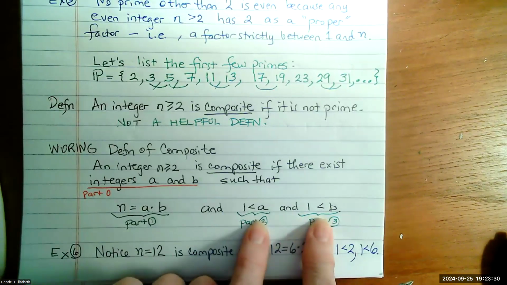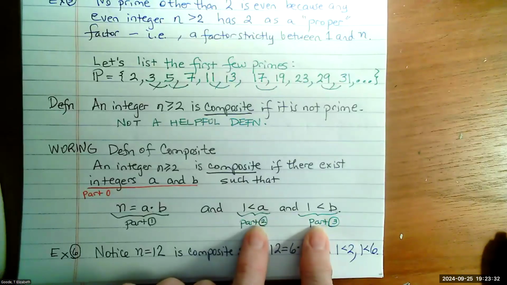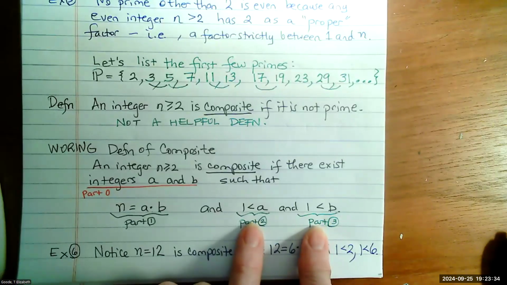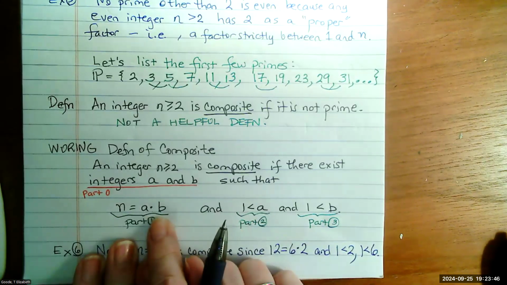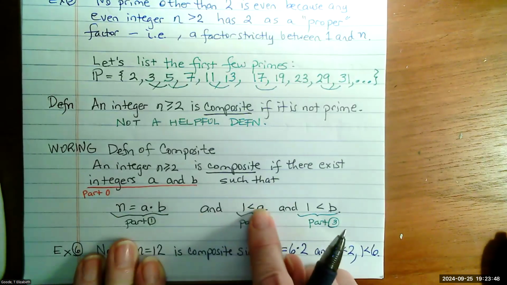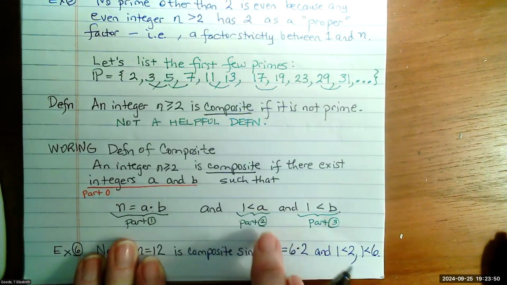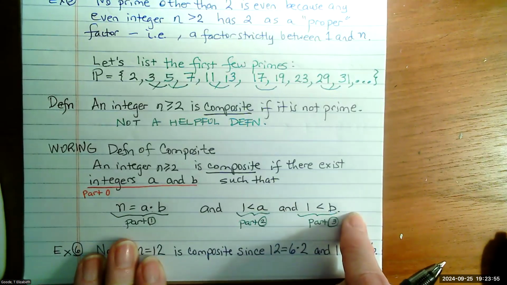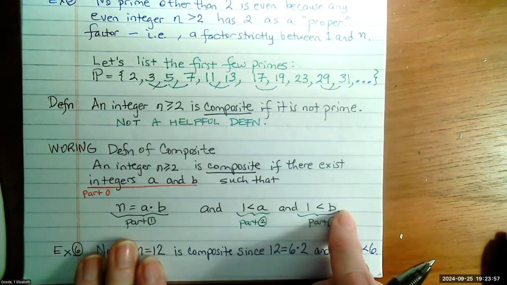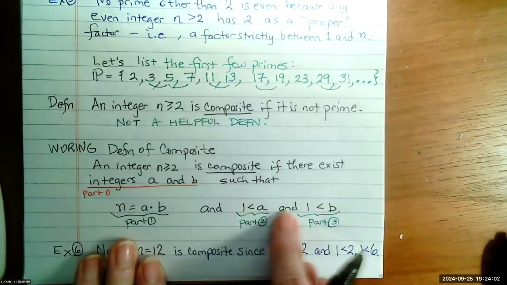By the way, this definition, if you look in the book, is a trimmed down version of what is normally given as the working definition. A lot of times what you see written is redundant. They say n equals a times b, and 1 is less than a is less than n, and 1 is less than b is less than n. But I claim we don't need to say that a and b are less than n because that is going to happen if both of them are bigger than 1.